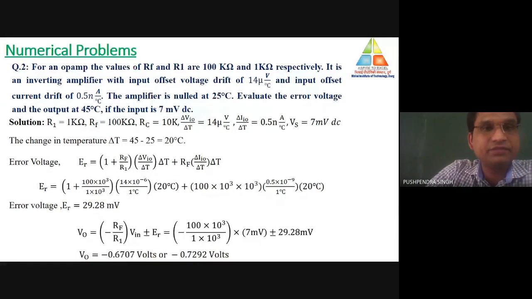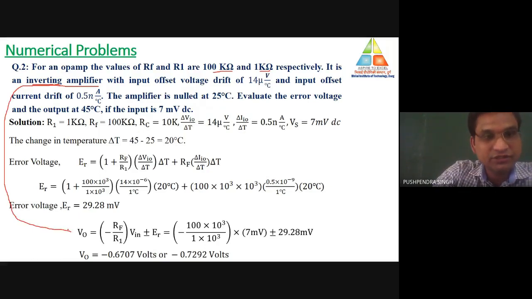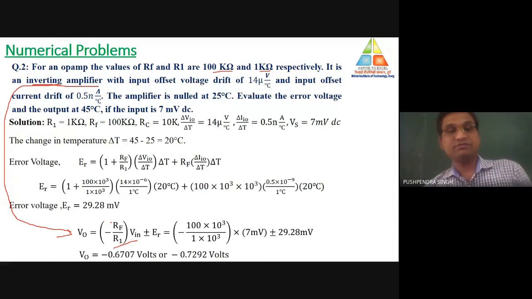So for an op-amp, the values of RF and R1 are 100 kilo ohm and 1 kilo ohm respectively. So the value of RF is 100 kilo ohm and the value of R1 is 1 kilo ohm. It is an inverting amplifier. The figure was not given, but in the question it is given that the problem is related to an inverting amplifier. So for this output, it's an inverting amplifier, so output will be minus RF by R1 into Vin. So this value we can calculate. If it's non-inverting, then that will be 1 plus Rf by R1.